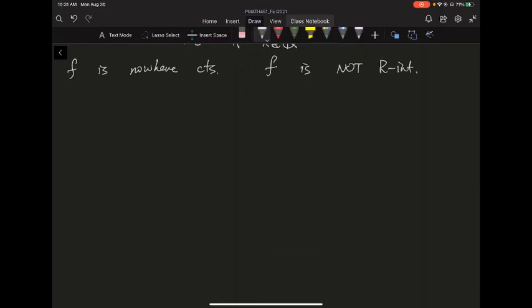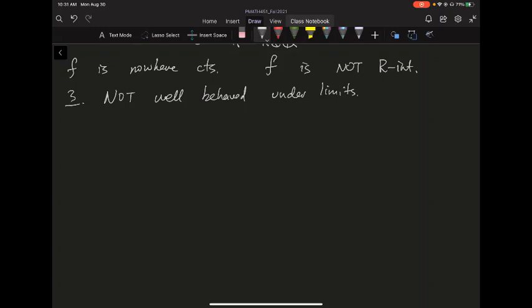And lastly, let's talk about the third one. The problem with the Riemann integral is that it's not well behaved under limits. So what do I mean by not well behaved under limits?